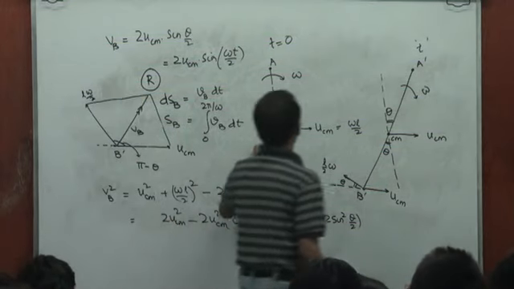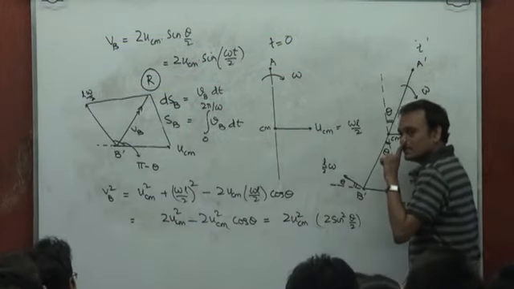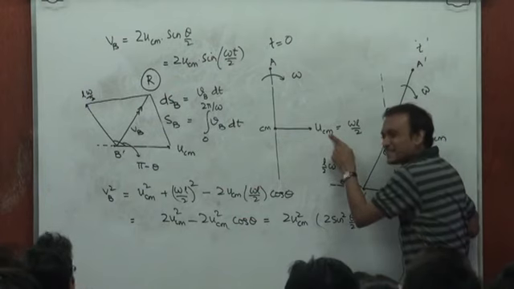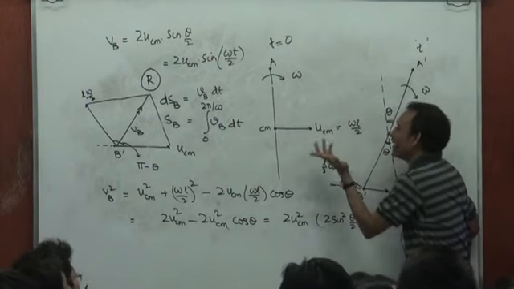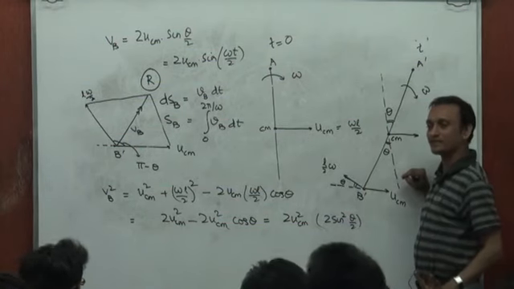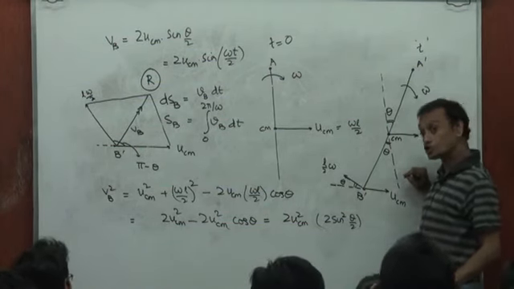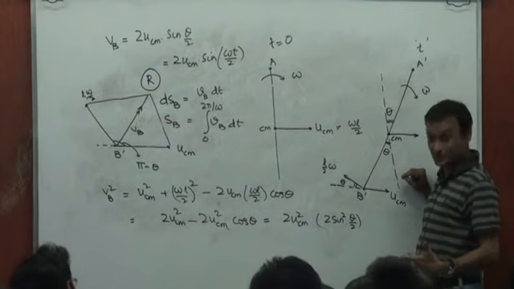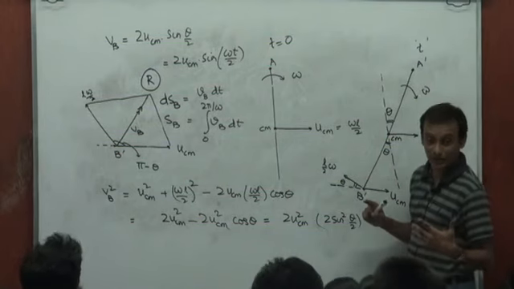What's the distance covered by the center of mass? UCM is the same, into 2 pi by omega. Omega L by 2 into 2 pi by omega would be the distance covered by the center of mass in that time. The velocity of the center of mass is not a function of time in this case, but the velocity of B is changing with time, right?